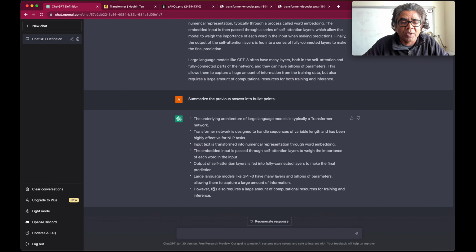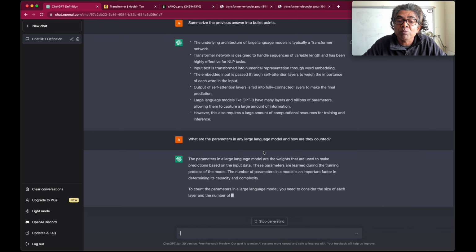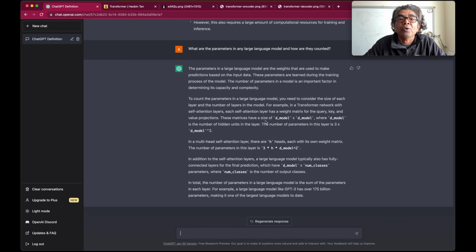And understandability. So we have got that large language models have billions of parameters, which allows them to capture a large amount of information. So we could actually ask, what are these parameters and how are they calculated or counted? So the question is, what are the parameters in any large language model and how are they counted? We know that the parameters in large language models determine their capacity and complexity. The larger the number of parameters the model has, the better and more correct the answers it can generate. And the complexity means that training will use a massive amount of resources. As of 2021, GPT-3 had about 175 billion parameters, one of the largest.